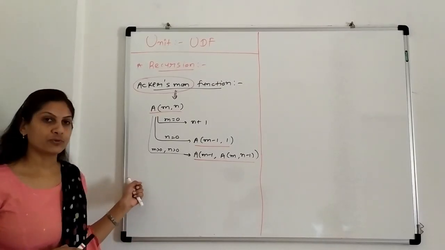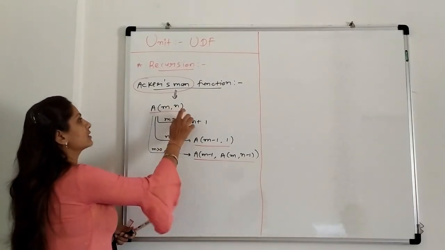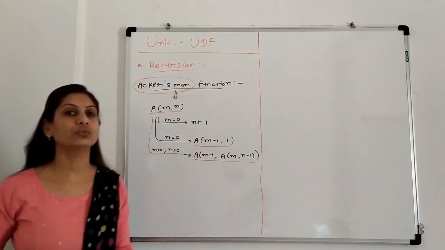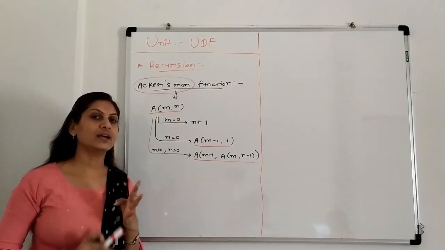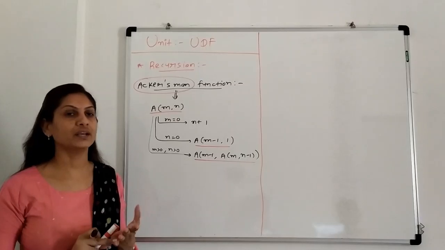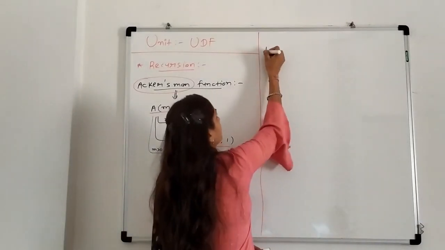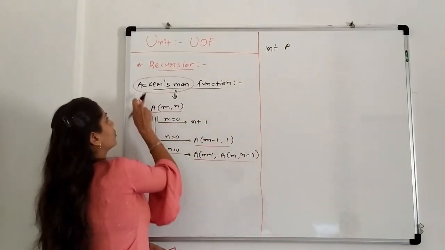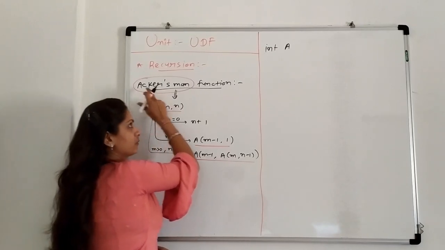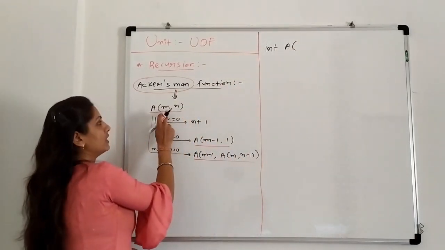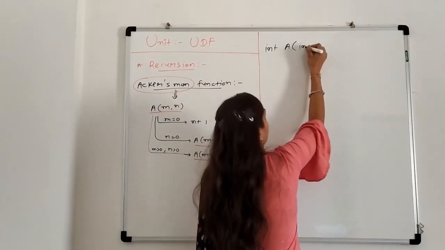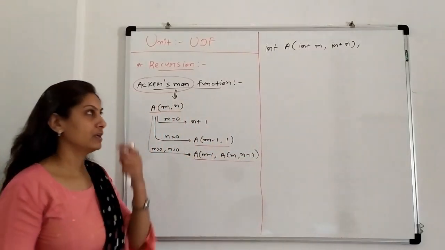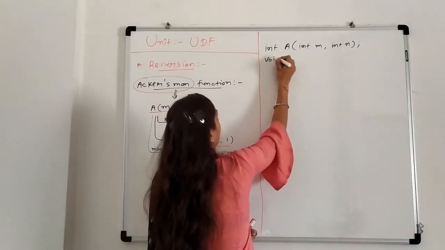So how are we writing this program for the Ackermann function? This is the concept of recursion. Whenever we are making a program using recursion, we have to use the fourth category, that is with argument and with return value. So start with integer, with return. The name of the function is A, according to the name of the theory, Ackermann. And we have to pass two arguments, m and n. So here we write integer m, integer n. This is the function declaration. After the declaration, we write void main.